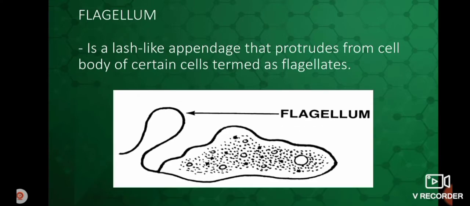Another one is the flagellum. It is a lash-like appendage that protrudes from the cell body of certain cells termed flagellates. Its function is to help the cell to move, and flagella can serve as sensory organelles.